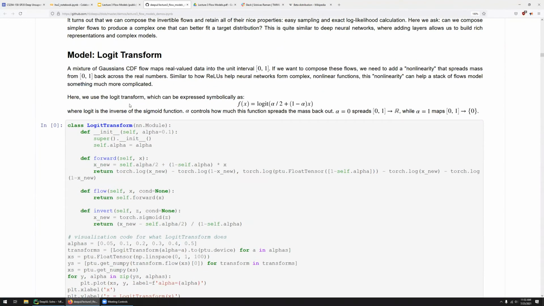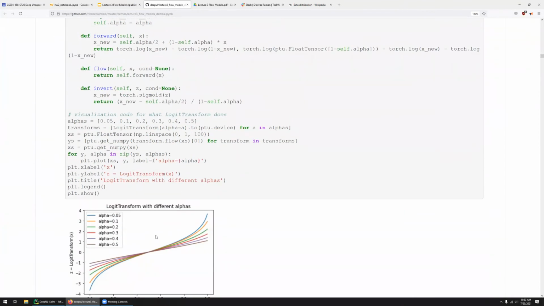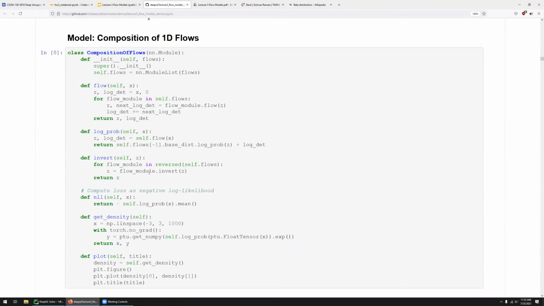Okay, yeah, and I think they want to use the logit transform for it. It's a different curve, right? Yeah, and maybe because that is invertible and so on, and its determinant can be determined easily, because we need those properties, right? Yeah, it's logit transforms with different alphas. And I think they want to use this as the CDF. Okay, so this would be the composition.